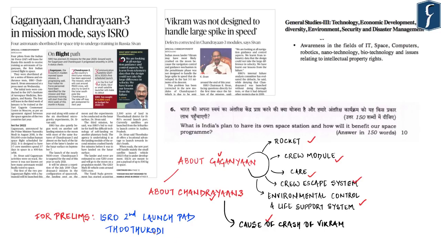And a very important prelims information from this article that needs to be highlighted right here is that ISRO is now building its second launch pad in Thoothukudi district of Tamil Nadu. So far, ISRO had only one launch pad at Sriharikota, which is situated beside the Pulicat Lake. Now it is going to have a second launch pad as well. The relevant UPSC syllabus has been displayed on this screen.